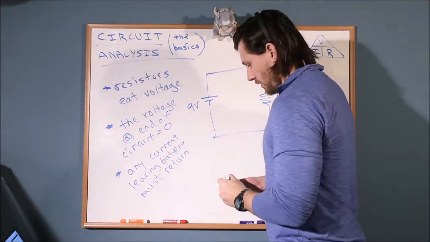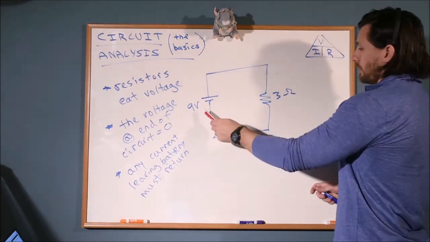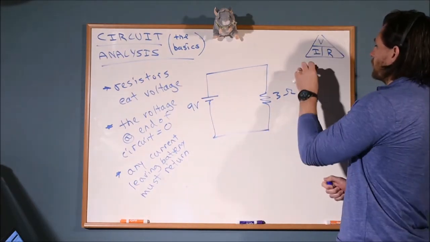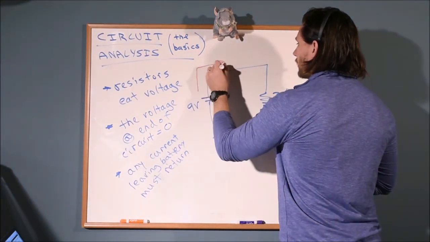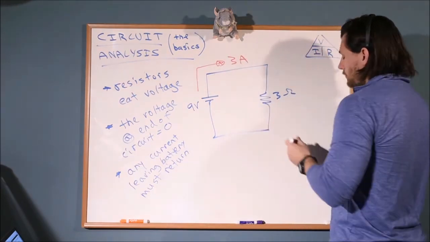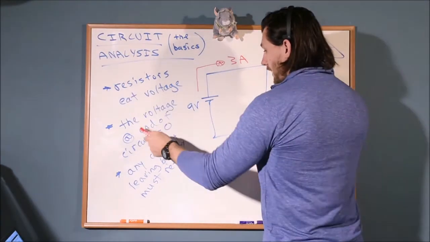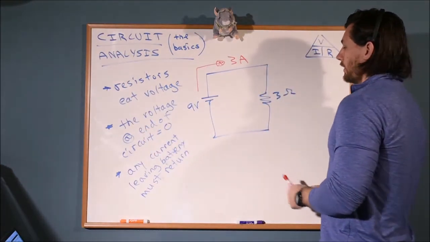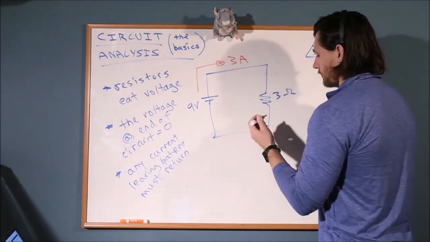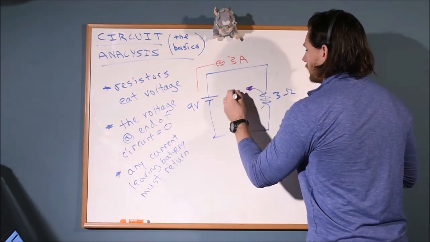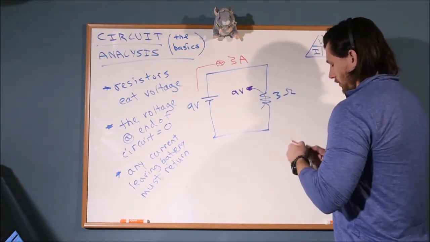Now, of course, thanks to Ben Franklin, we're using conventional current. Let's see here. We've got 2 out of 3, so we're going to solve for the third, which is I, V over R, 9 over 3. So our current here is going to be 3 amps. And let's see, resistors eat voltage. Well, considering this and considering the voltage at the end of the circuit equals zero, this means we're going to have a 9-volt drop, 9 volts, across this resistor, and we're going to have 3 amps going through the resistor.